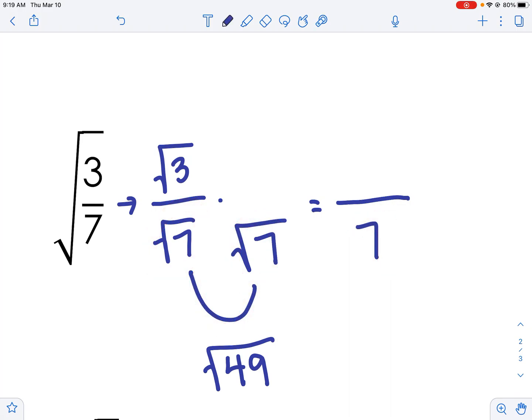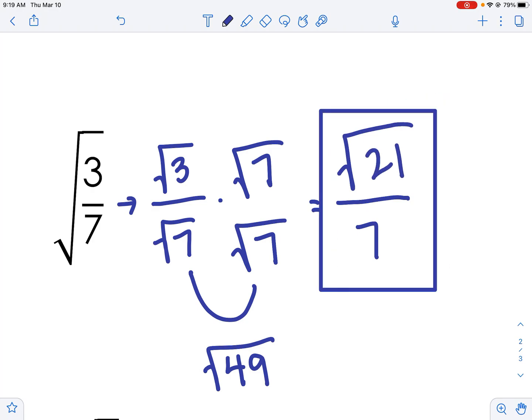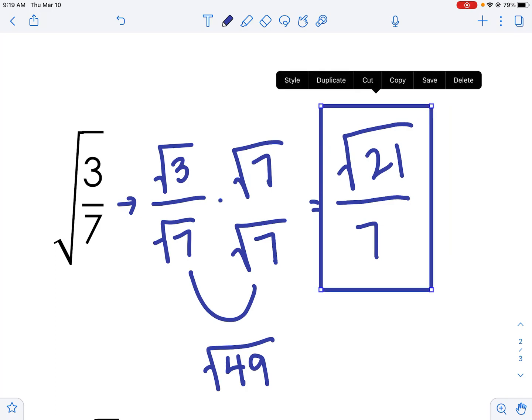Now, this is where I have to be careful, because if I multiplied the denominator by the square root of 7, I need to multiply the top by the square root of 7 to balance it out. So what's the square root of 3 times the square root of 7? Well, 3 times 7 is 21, so it would be the square root of 21 over 7, and that's your answer. Now, it's kind of an ugly answer.